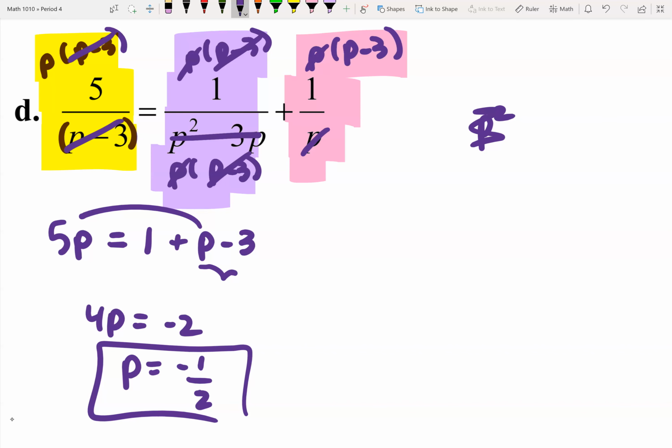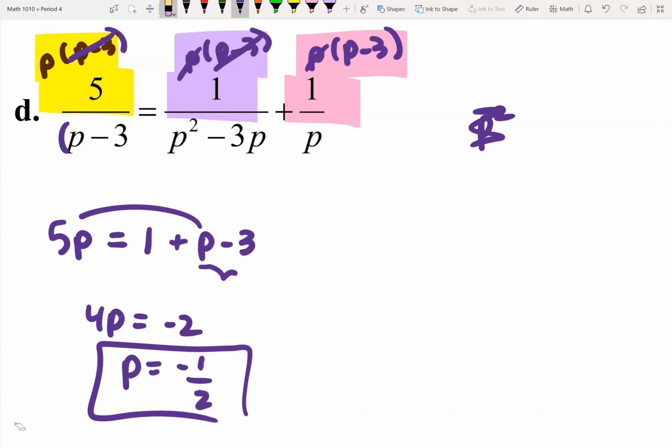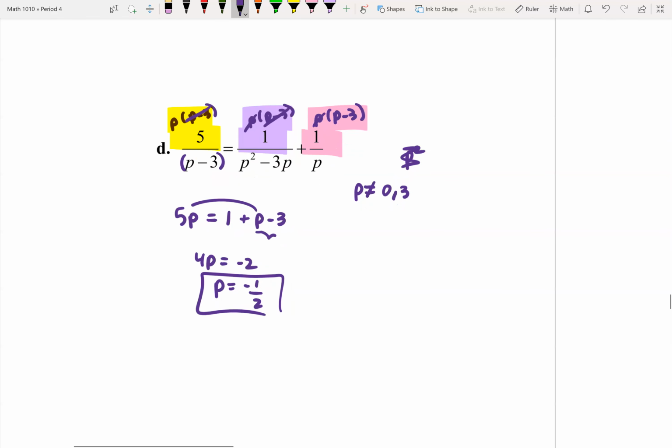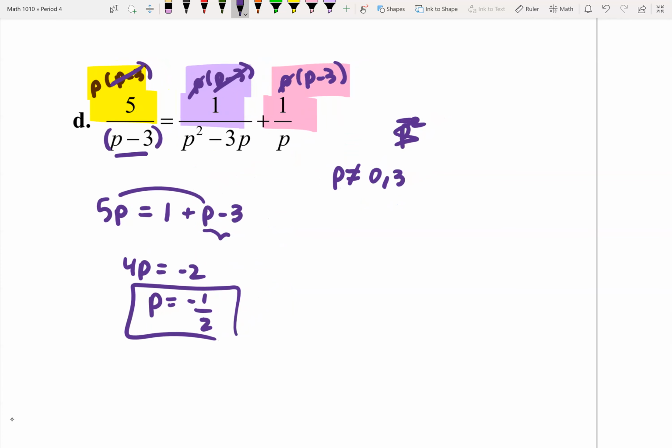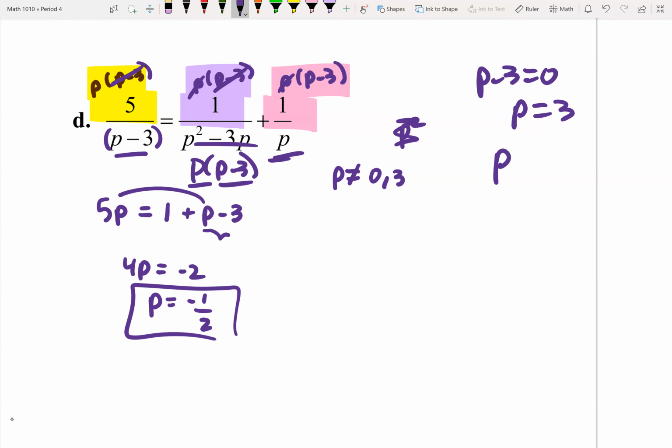What did I forget to do that I've forgotten every time? Restrictions, yes. So look here. You tell me, what are the restrictions? P can't be 0, nor can it be 3. Yes. Do I want you to write that down? Every time. Even if they don't ask you to write it down? Write it down. How do you know the restriction? Just take that equal to 0. This was P times P minus 3. Set that equal to 0. If you set P minus 3 equal to 0, you get P equals 3. Set P equal to 0, you get P equals 0. Those are the values that P cannot be.